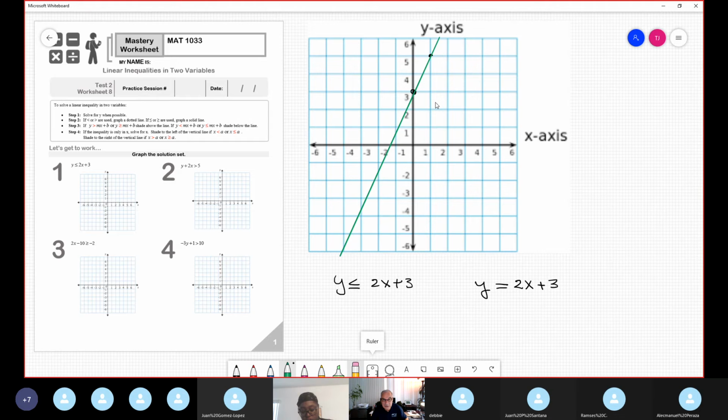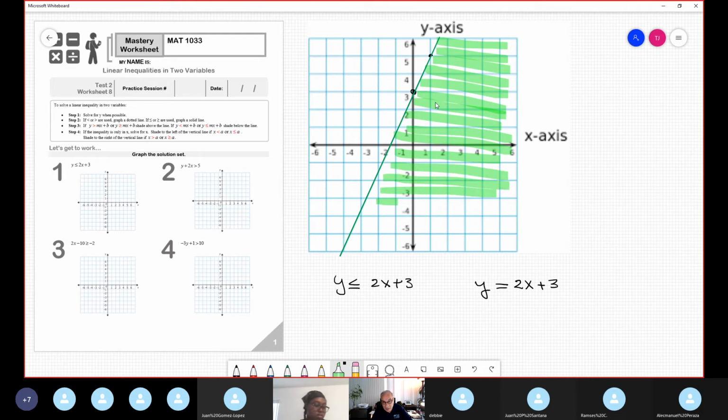What is the region? Because you split the plane in two semi-planes, you have two possibilities, 50-50. Either it's above or it's below. According to this sign, y is isolated, so it's below. So the solution is this region. The entire region, a semi-plane, infinitely many points. So any point inside this region is a solution. Any point outside this, no. This is the idea. This is super, super easy.